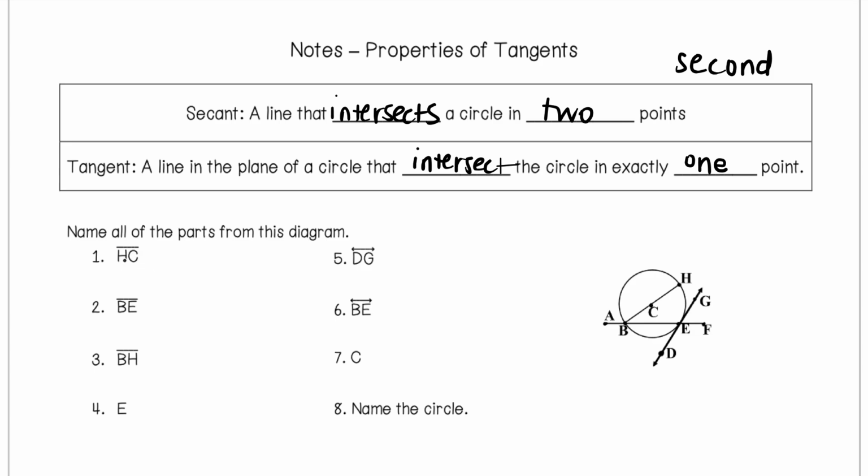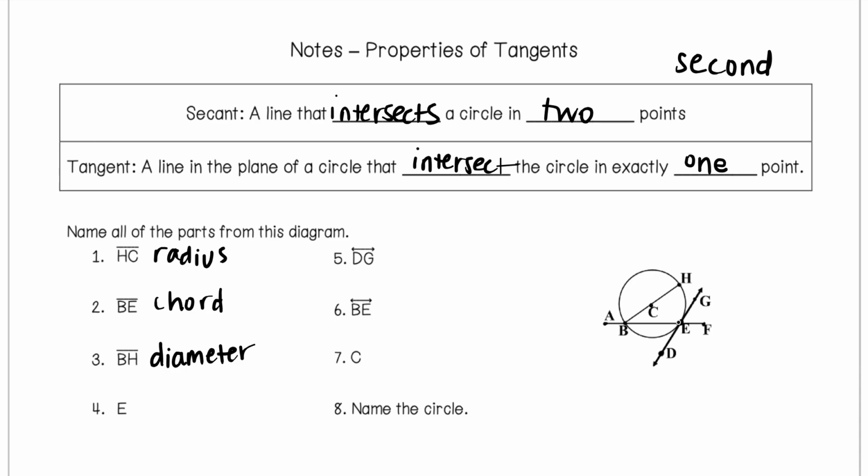We first have the segment HC, and we can see that that's going from a point on the circle to the center, which is just a radius. The segment BE is connecting 2 points on the circle, but it is not going through the center, so this is just a chord. The segment BH is connecting 2 points on the circle, but it is going through the center, so this is a diameter.